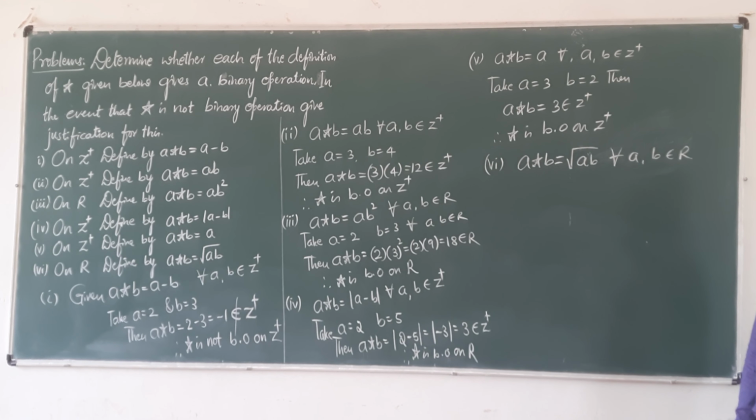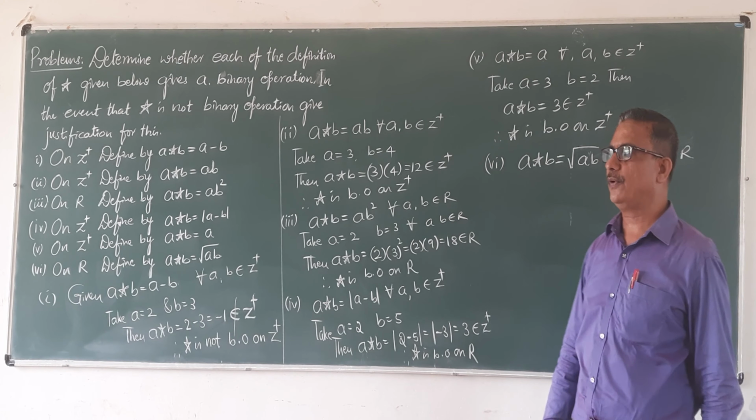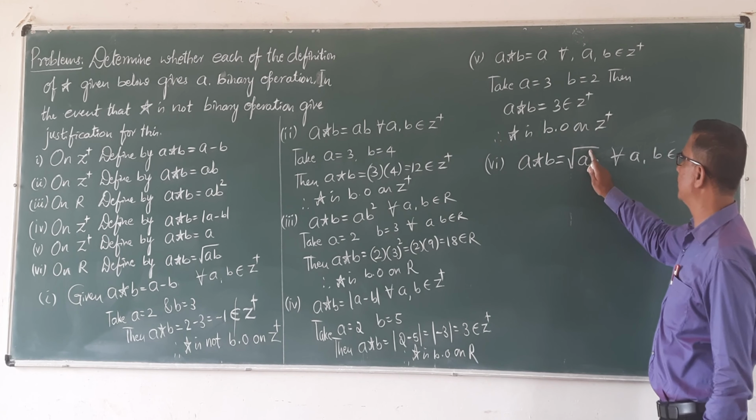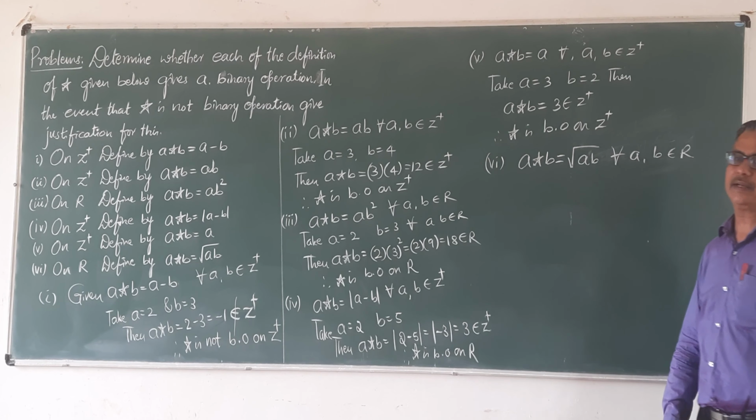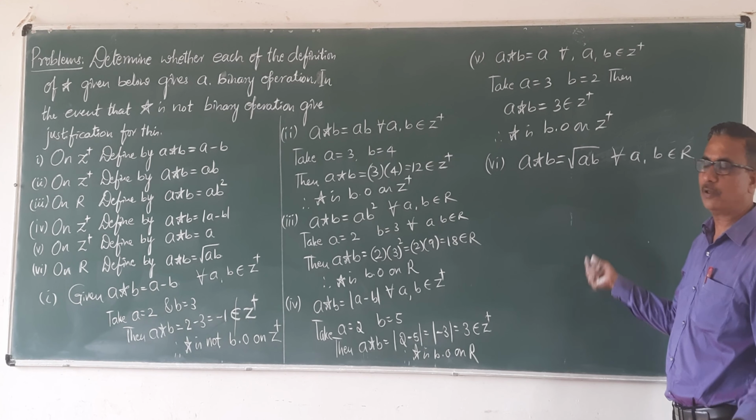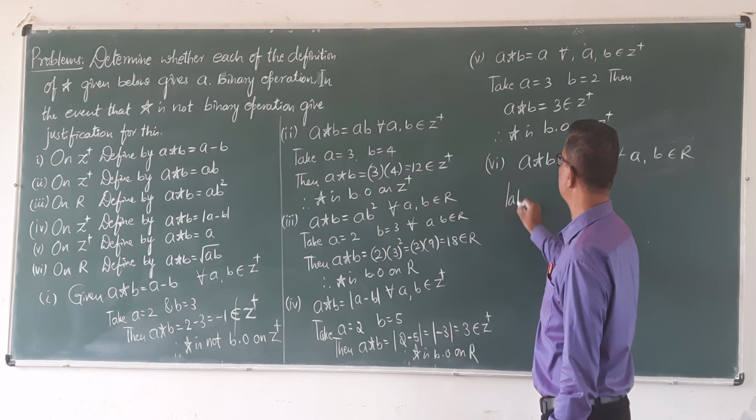Verify whether star is a binary operation. Sixth one: on the set of real numbers defined by a star b is equal to square root of ab for all a and b real numbers. Verify whether it is a binary operation or not. When two elements are operated, it gives one answer. Here it is root ab. If this root ab is a real number, it is binary. If root ab is not a real number, then that is not binary. Check it. Take a counter example.